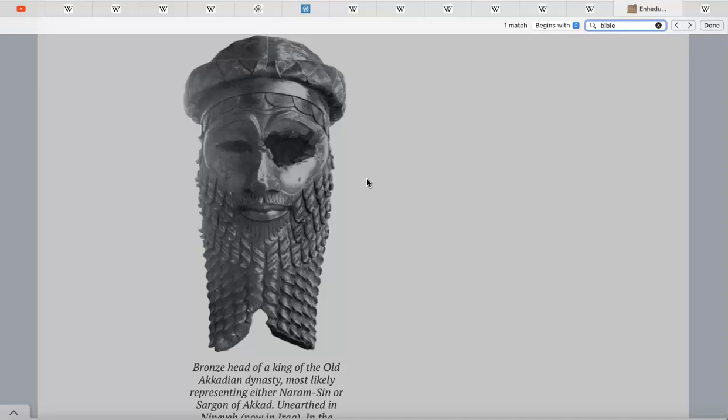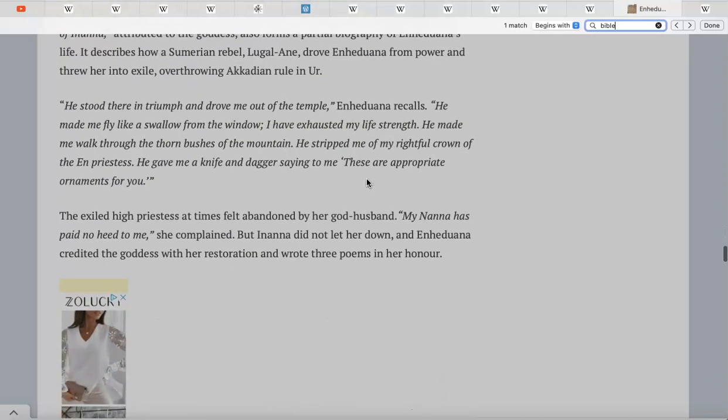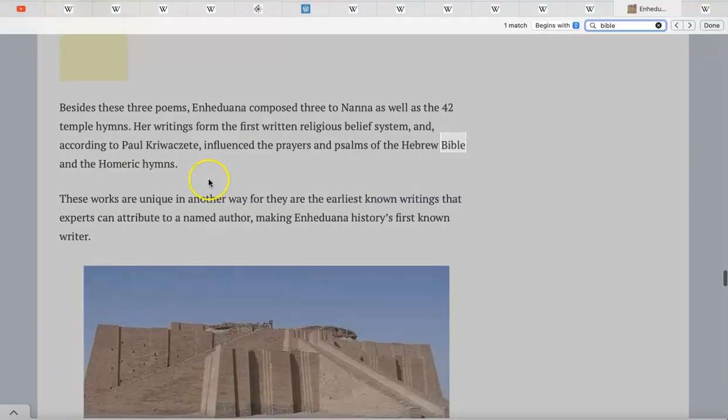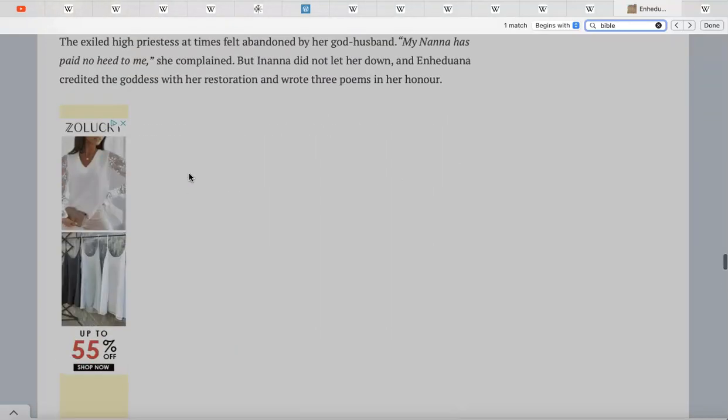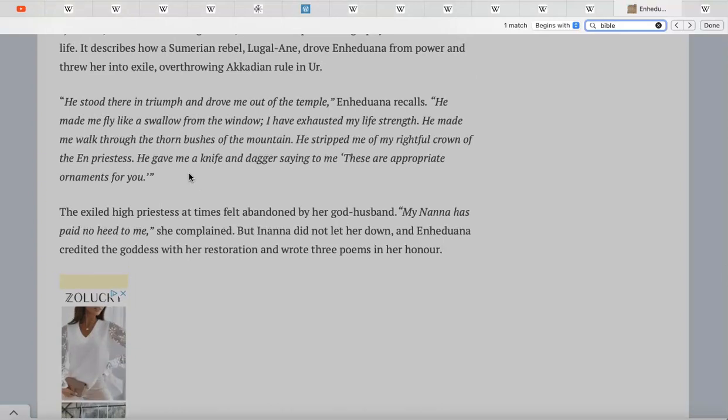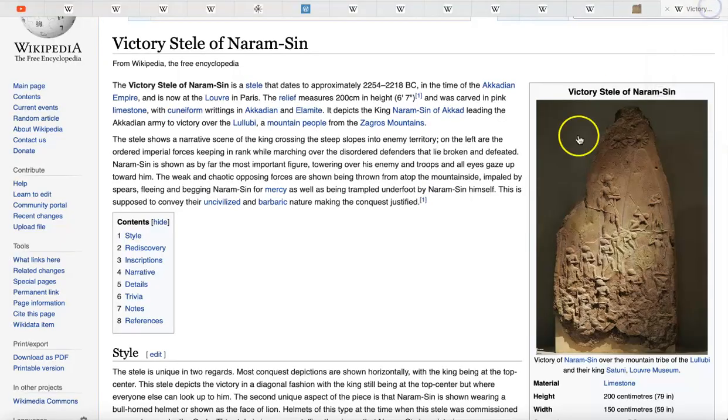She was very influential, not just in her own lifetime. Her and her writings were very influential well after her death, influencing even something like the Bible or the Homeric hymns. So yes, I will leave this link in the description for you to look at, if and when you'd like to.